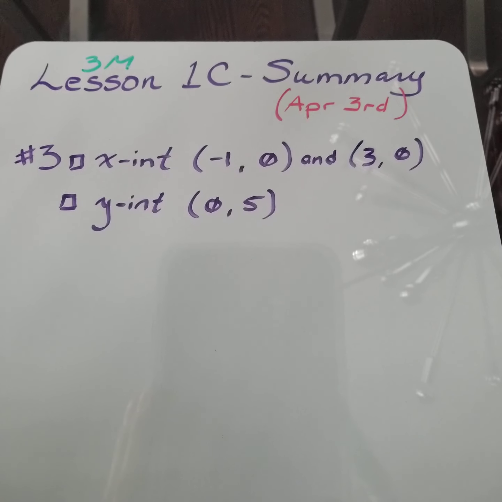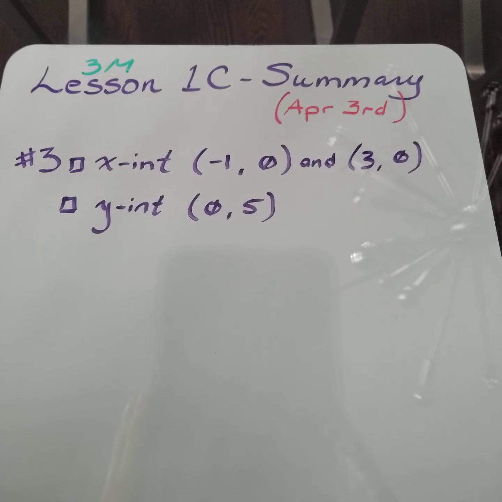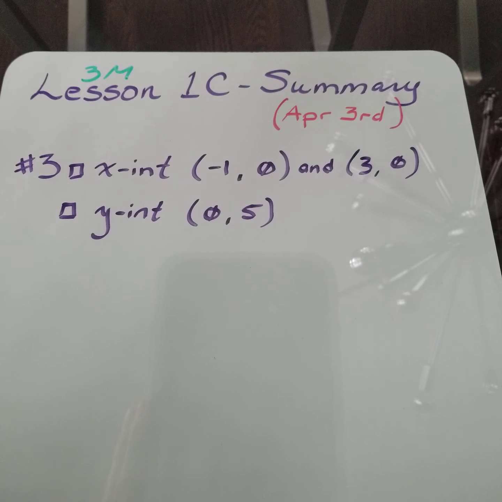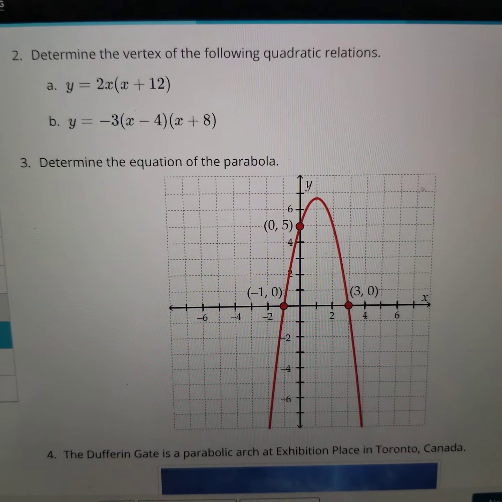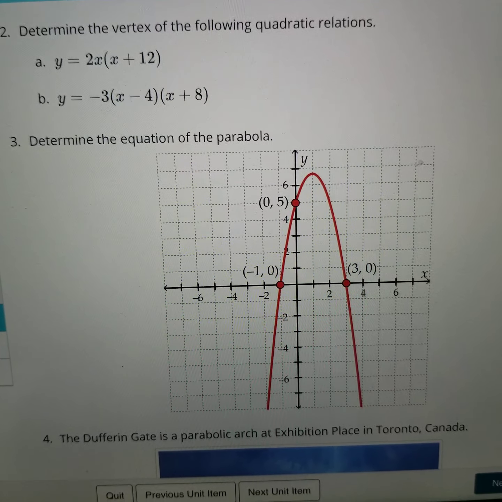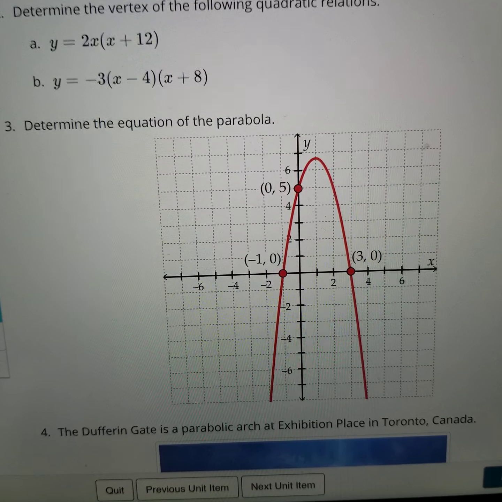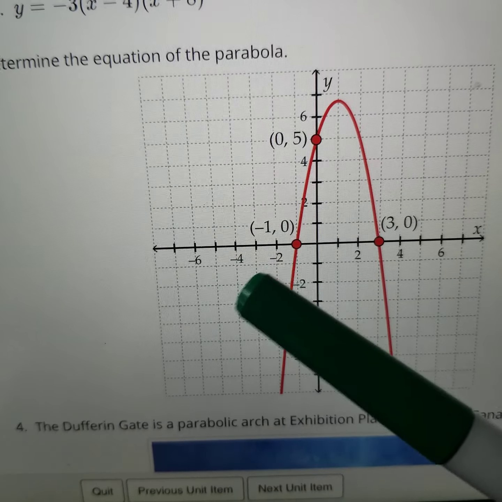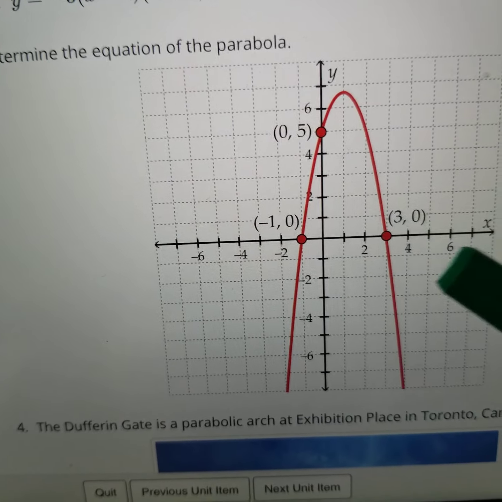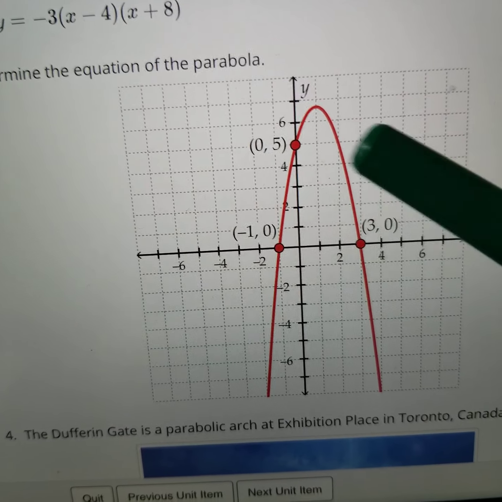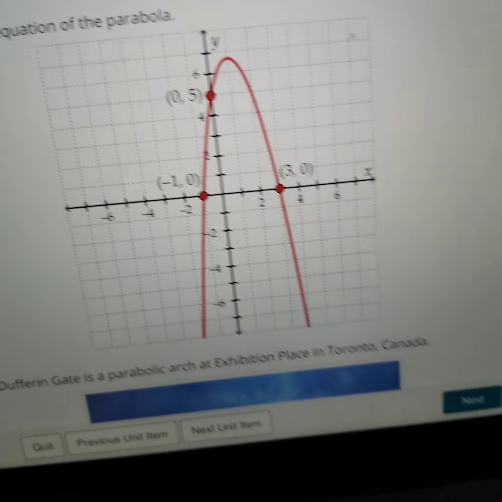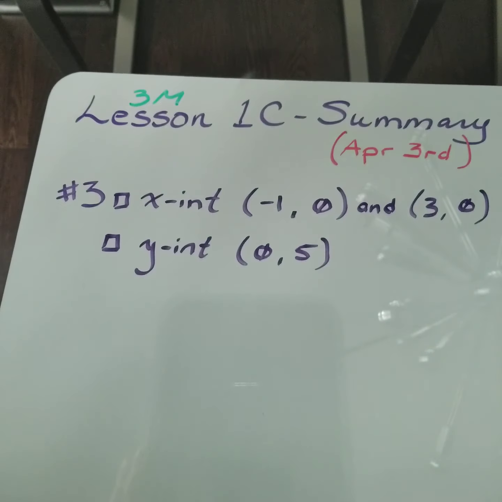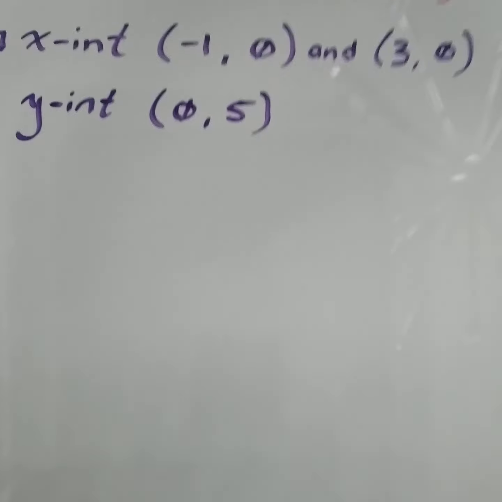Hi guys, so this is the last one that I'll do from 1C. This is question 3. They give you this graphed parabola and it asks you to find the equation of the parabola, and they give you those 3 points. So they give you this x-intercept at -1, one at +3, and then this is another point which is a y-intercept as well.